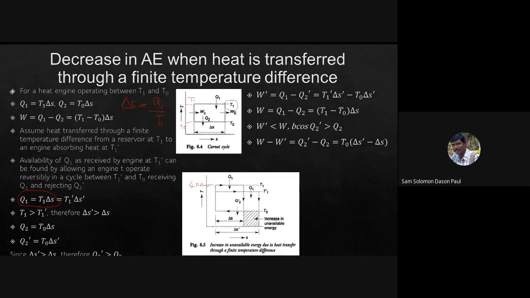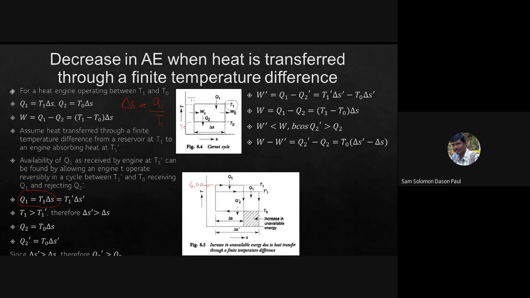And for this, the delta S is here. Why are we doing this? Now we are trying to say, if I am going to run a Carnot engine between T1 and T naught, this would be the cycle. Are you able to understand?